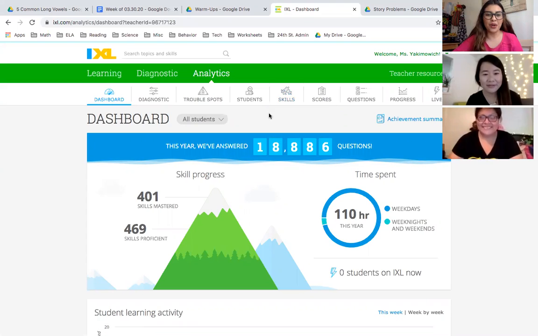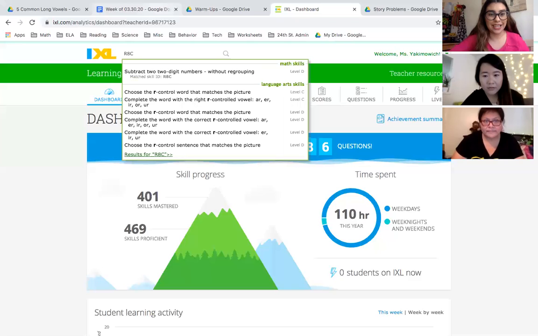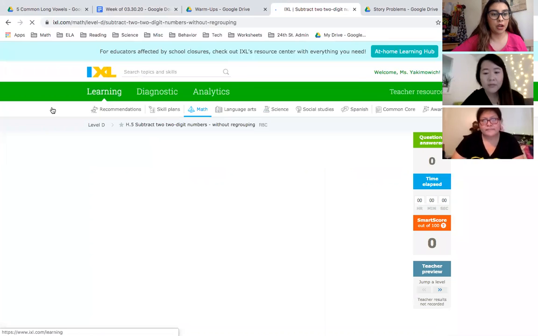We are going to start today's lesson, and today's math lesson is on IXL, and we are going to be doing double-digit subtraction. So when you go to IXL and you log in, there should be a little magnifying glass, and that magnifying glass is a search bar. So we're going to put in the code here, and today's code is R8C. And it says subtract two digit numbers without regrouping. So no regrouping today. I'll put the code again on the top for us.